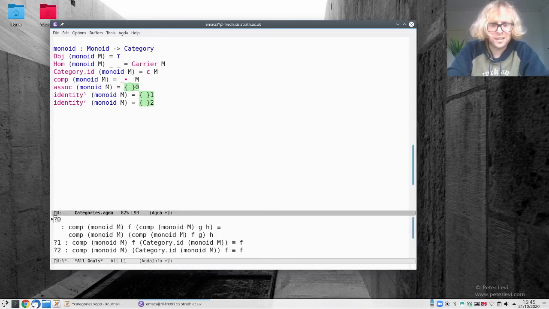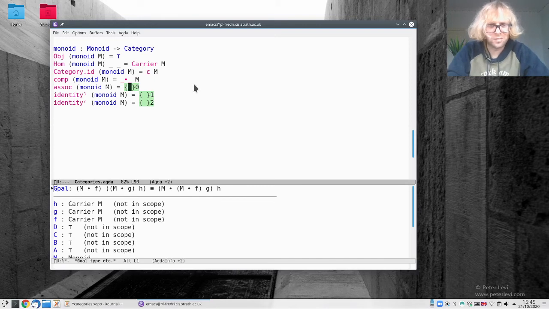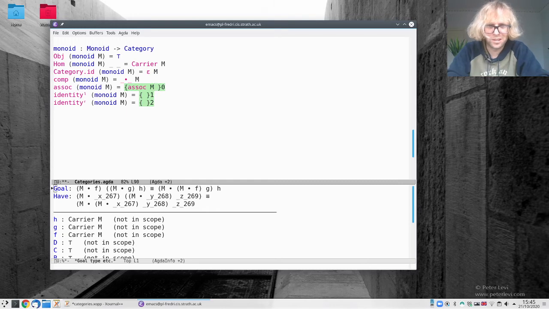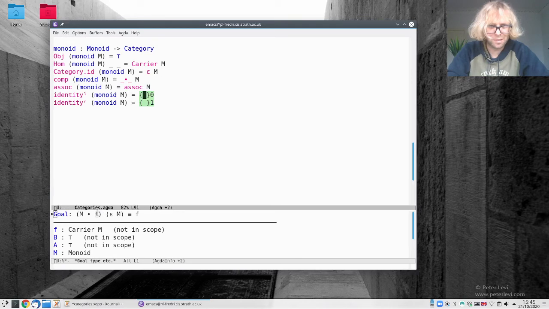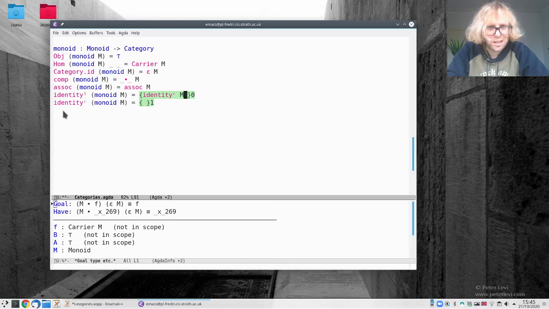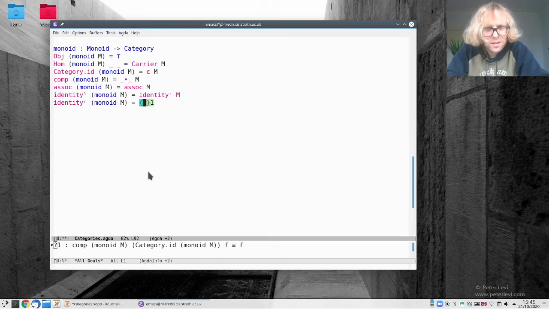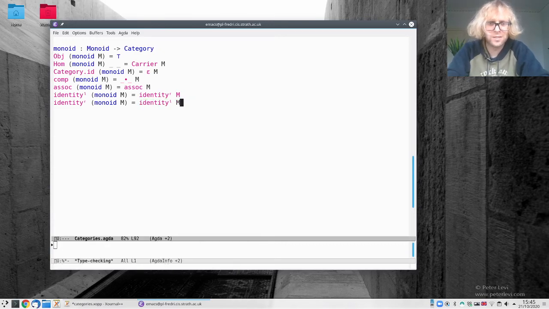Right. Okay, and then here I have to show that my composition is associative. It's a bit hard to read, but this is exactly the associativity of the monoid. Right. And similarly here, I have to show that if I multiply f with the unit, then I get f. That's exactly the identity of the monoid. I think it's swapping left and right here. And similarly here on the other side, it's the identity on the left.